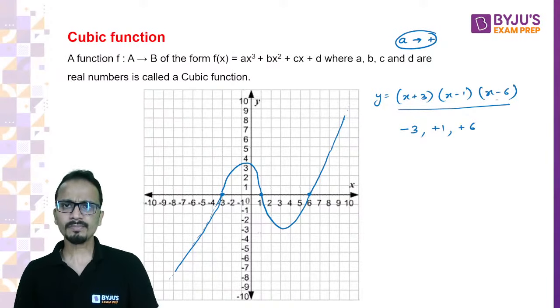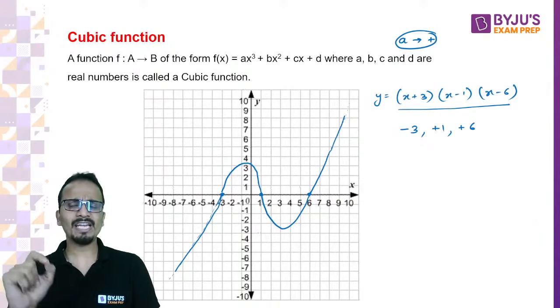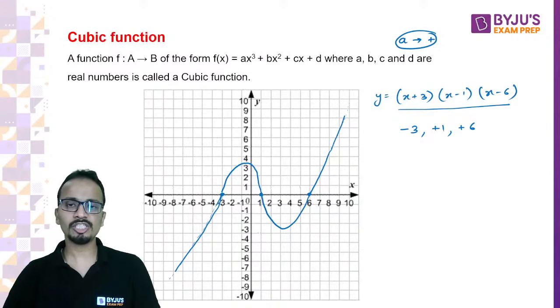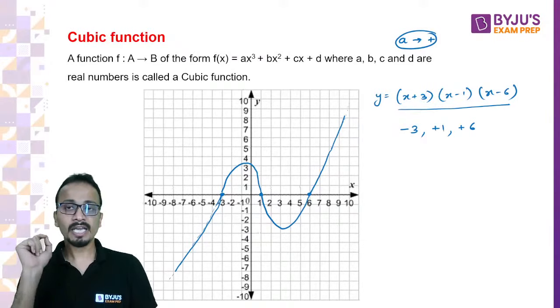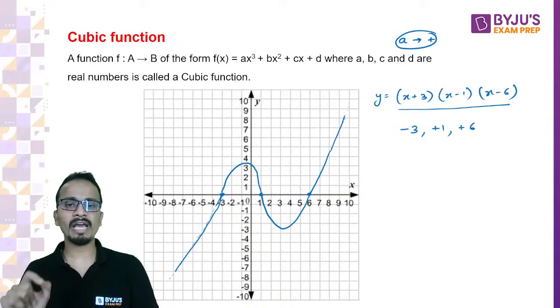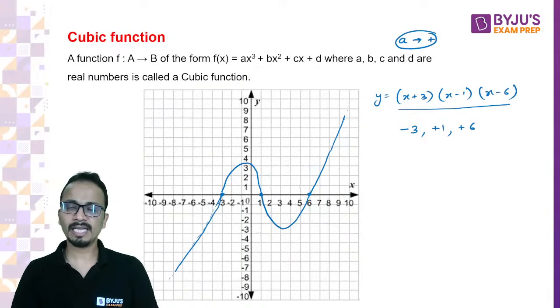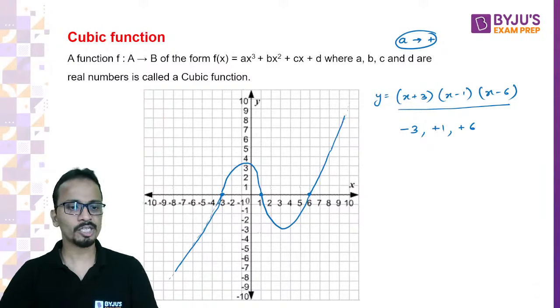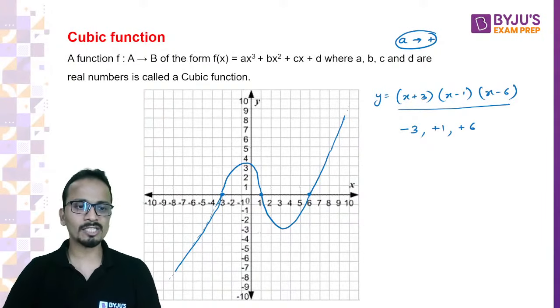All right. Now what happened here? The value of a was positive. So in the rightmost region, it started with a positive value. It started from above the x-axis. If the value of a would have been negative, then it would have started from below the x-axis. All right. So I'll take an example for that as well.